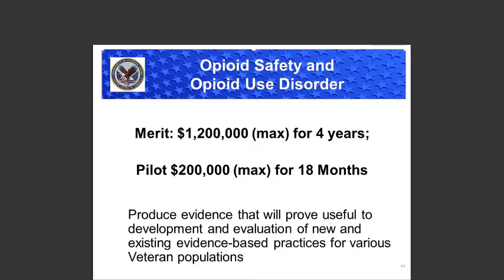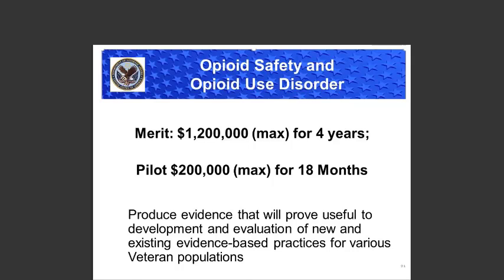So for the opioid safety and opioid use disorder RFA, again, we have the two mechanisms of merit and pilot. For opioid safety and opioid use disorder, we are looking for evidence that will prove useful to the development and evaluation of new and existing evidence-based practices for our various veteran populations.